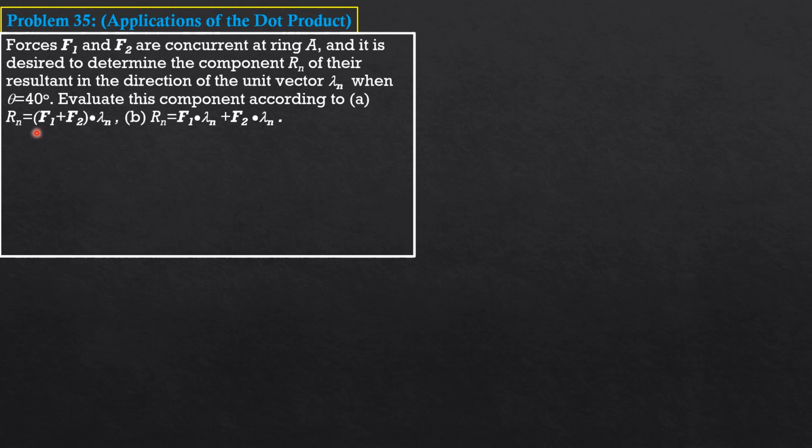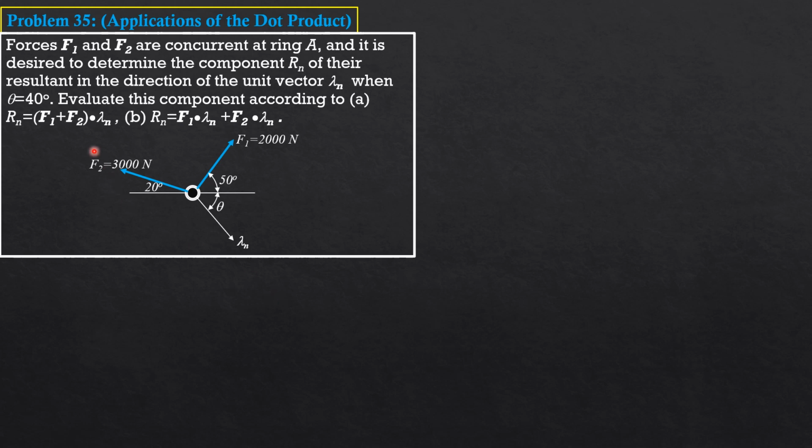R sub n equals quantity F1 plus F2, the resultant of F1 and F2, then dotted with the unit vector lambda n. Then letter B, other definition, Rn is the dot product of the first force with lambda n plus the dot product of the second force with lambda n. And here is the figure.